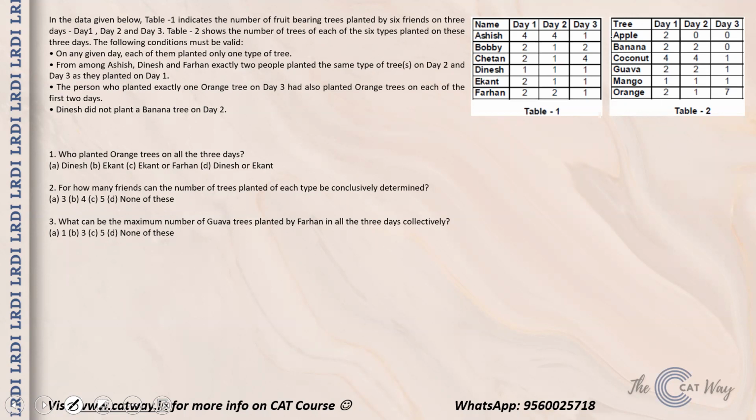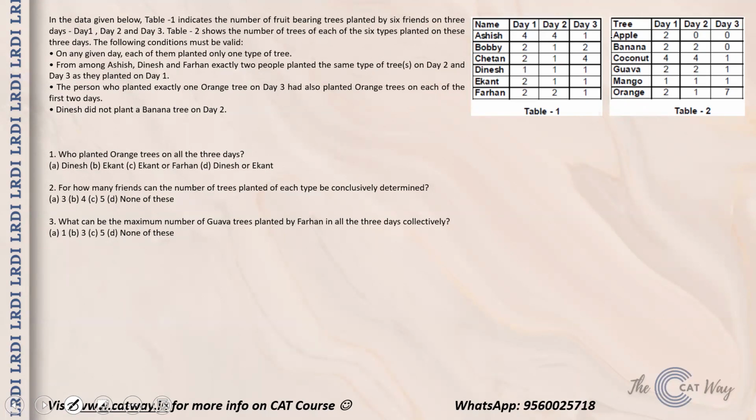Okay, coming to table 2. Table 2 shows the number of trees of each of the 6 types planted on these 3 days. The following conditions must be valid. But before going to the conditions, let us understand how table 2 reads. On day 1, 2 apple trees were planted, 2 banana trees, 4 coconut trees, 2 guava trees, and so on. Day 2, there were no apple trees, 2 banana, 4 coconut, 2 guava, and so on for day 3 as well.